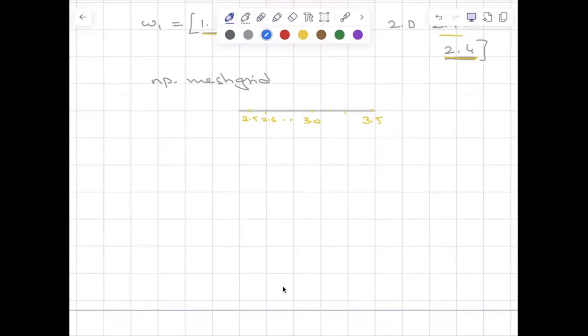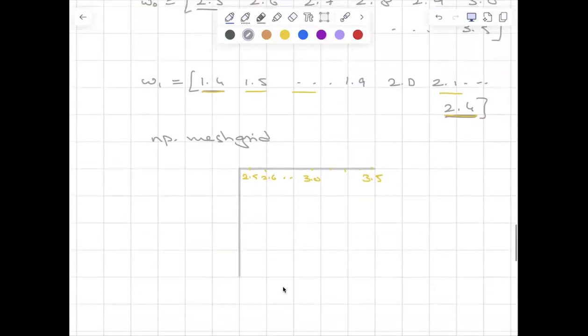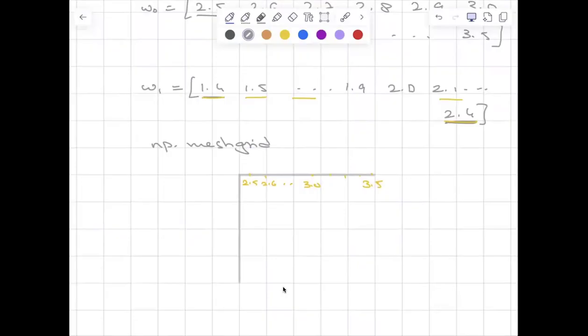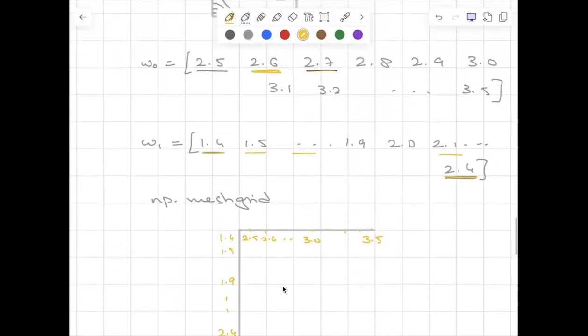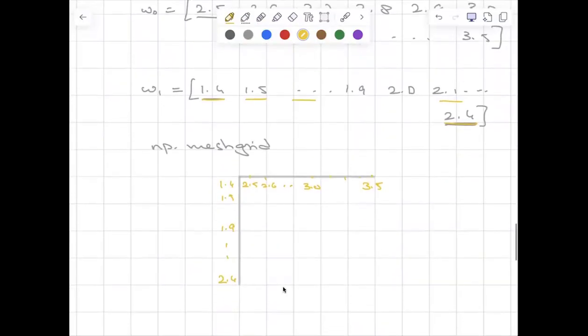Similarly, I can say I want to generate all possible values of W1, and W1 is centered around 1.9. So I'll go from 1.4, 1.5, 1.9, all the way to 2.4, right? So these are in individual arrays. What I want is all their combinations. So I want the combination of, I should have written this upper, 2.5, 2.6, 3, 3.5, right?